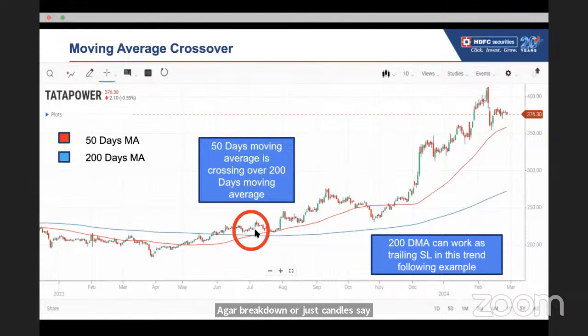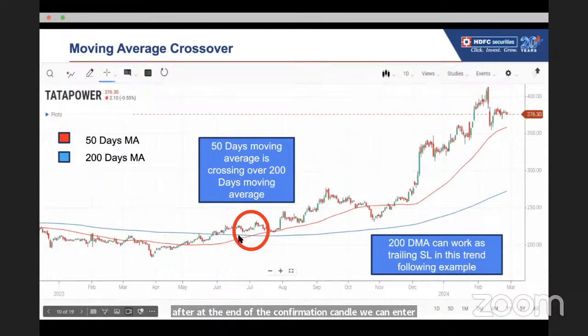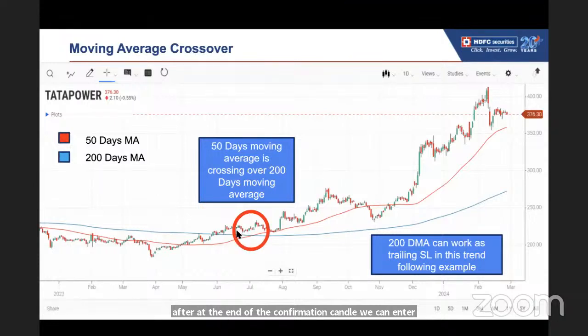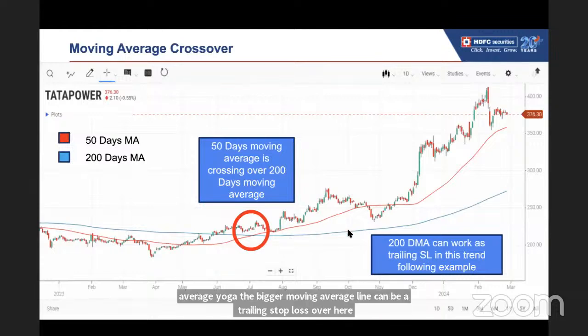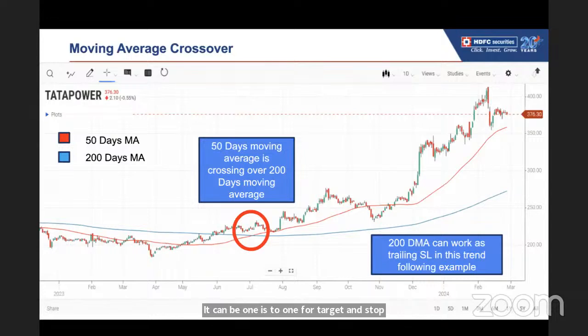So after the crossover, at the end of the confirmation candle we can enter and we can keep the stop loss at around ये जो हमारा बड़ा वाला मूविंग एवरेज होगा, the bigger moving average line can be a trailing stop loss over here. It can be 1:1 for target and stop loss. It can be 1:2 if you are a very safe trader.